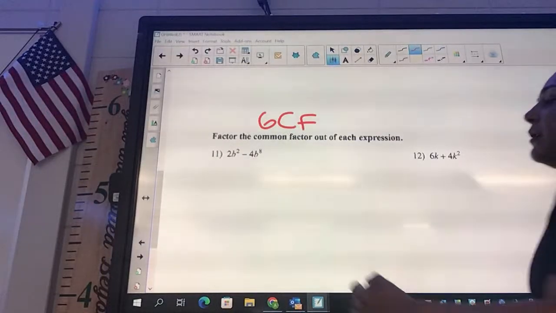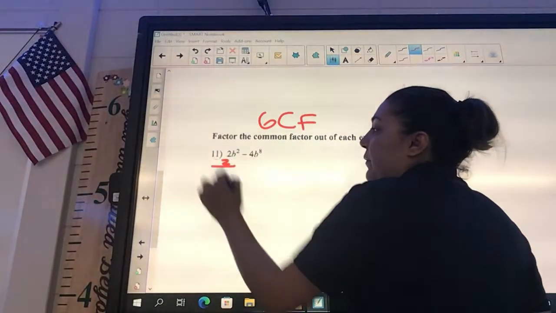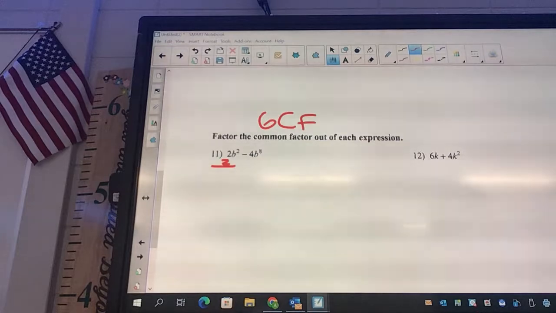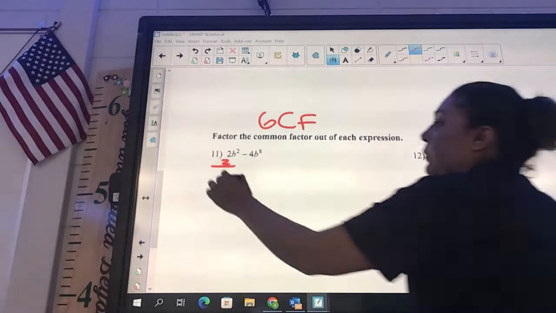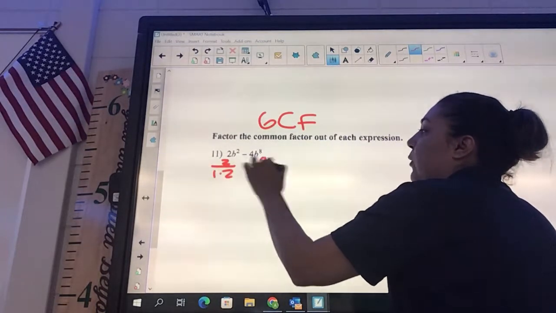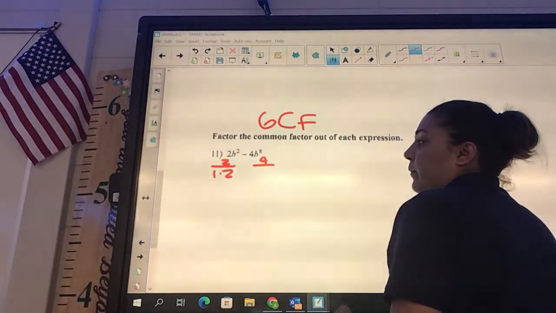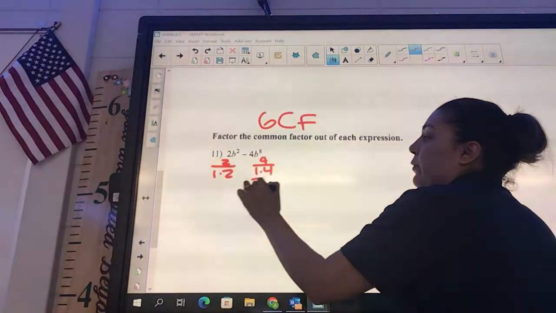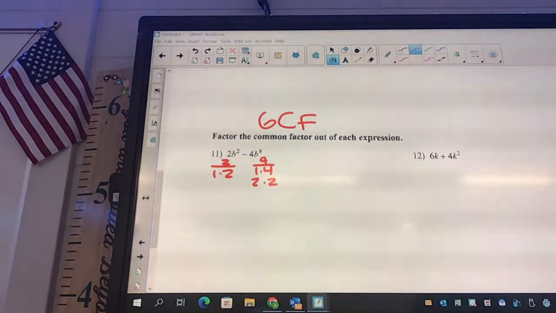So essentially what you do, you got this 2. What are some factors of 2? 1 and 2. What about 4? 1 and 4, 2 and 2. What could you match up?